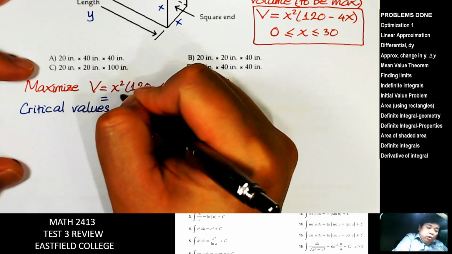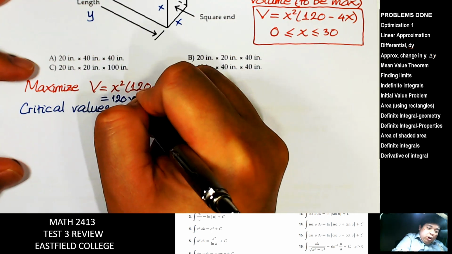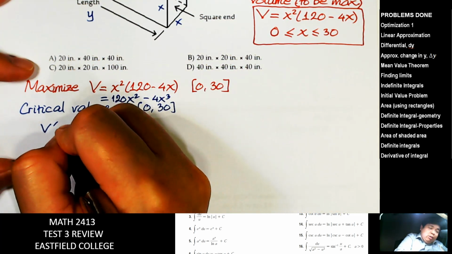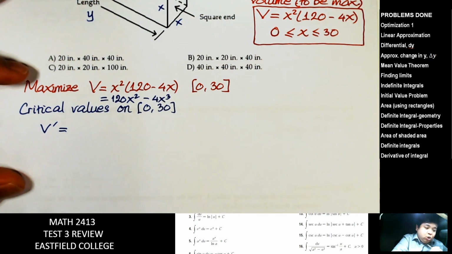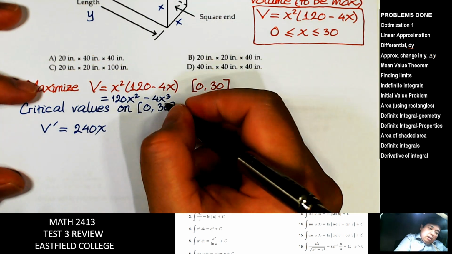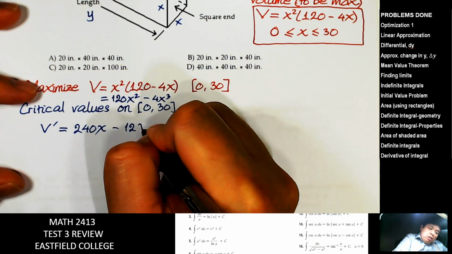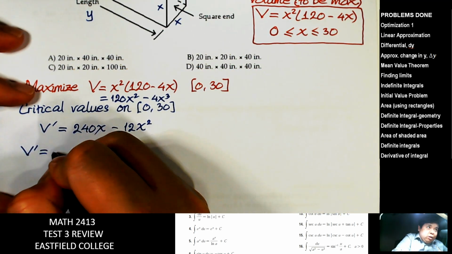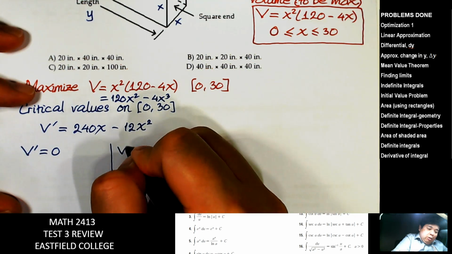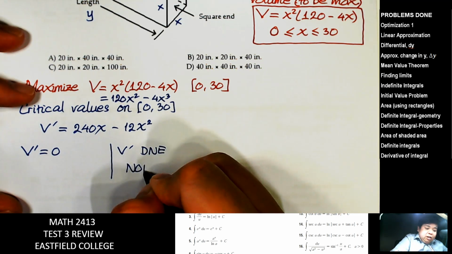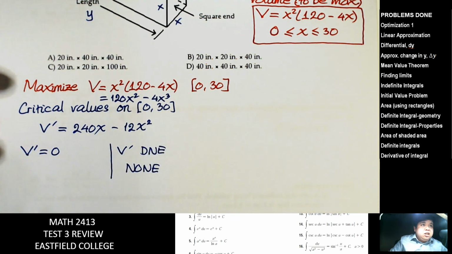Before taking the derivative, I will multiply this out: 120x squared minus 4x cubed. So the derivative would be easier to do: 240x minus 12x squared. Derivative equal to 0, derivative does not exist. We do not have anything here because this is a polynomial, defined everywhere.